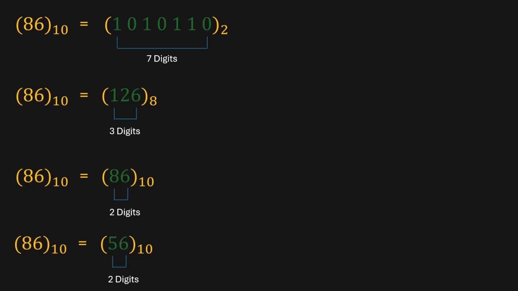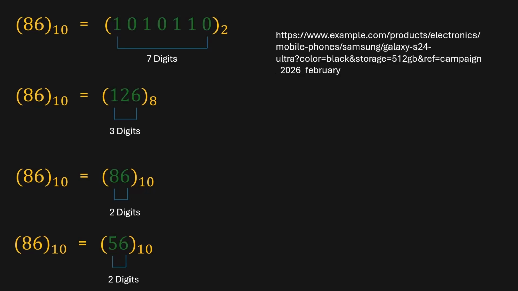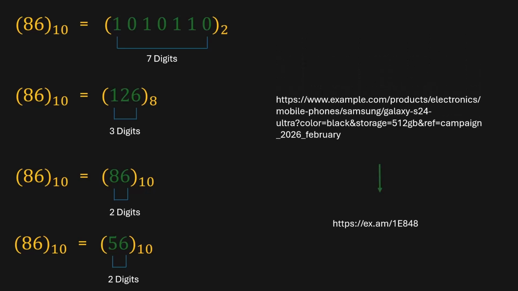As a result, the larger the base, the greater the positional value. And the greater the positional value, the fewer digits are needed. We can use this rule to shorten the length of a number. For example, if you have a URL, you can reduce its length by increasing the base.